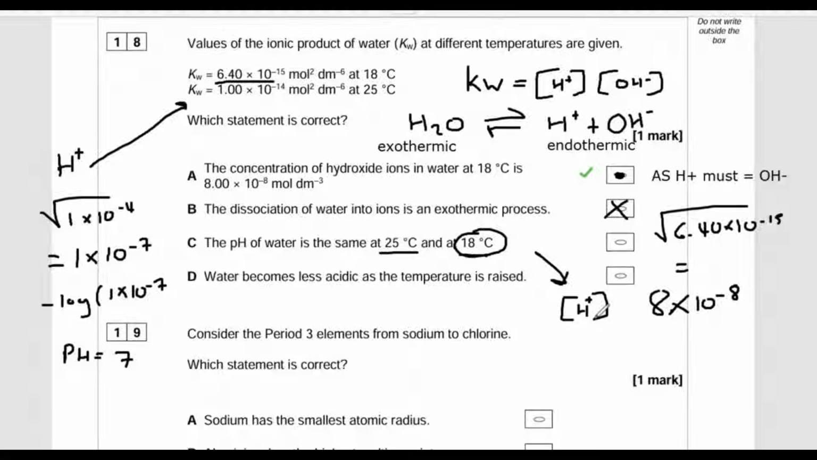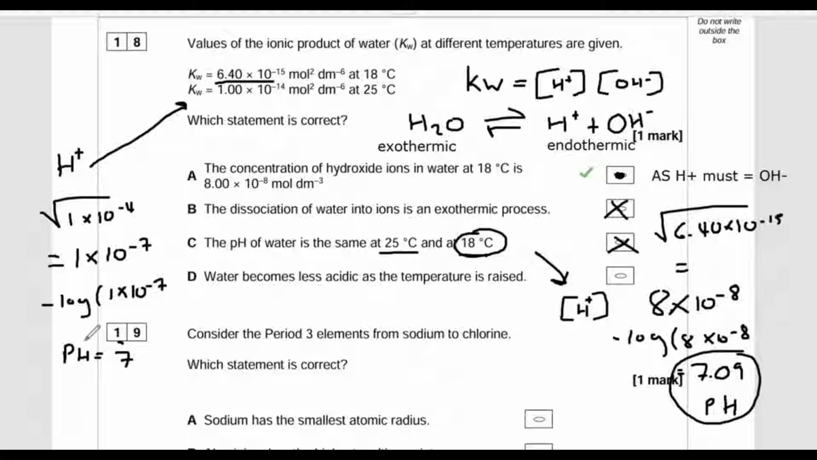So if we go to temperature 18 degrees, where the hydroxide ion concentration was 8 times 10 to the minus 8, then the hydroxide ion concentration and the hydrogen ion concentration are both 8 times 10 to the minus 8. So we can just do minus log 8 times 10 to the minus 8, smash that in the calc. So let's minus log, this is the hydrogen ion concentration, which is equal to the hydroxide ion. And you're going to get like pH 7.09. So it's not the same. Look, it's pH 7 over here, and it's pH 7.09 over there.